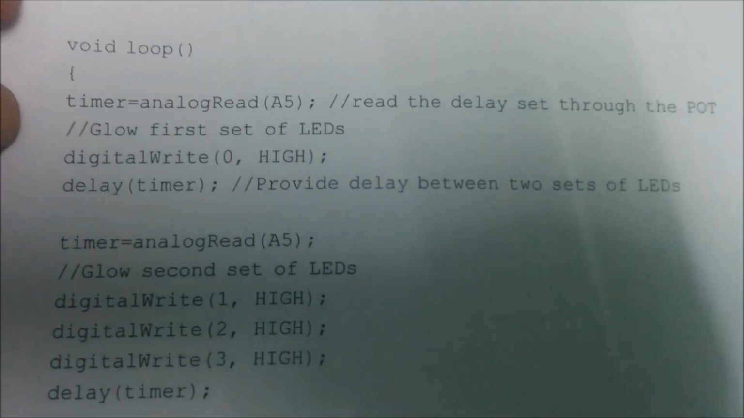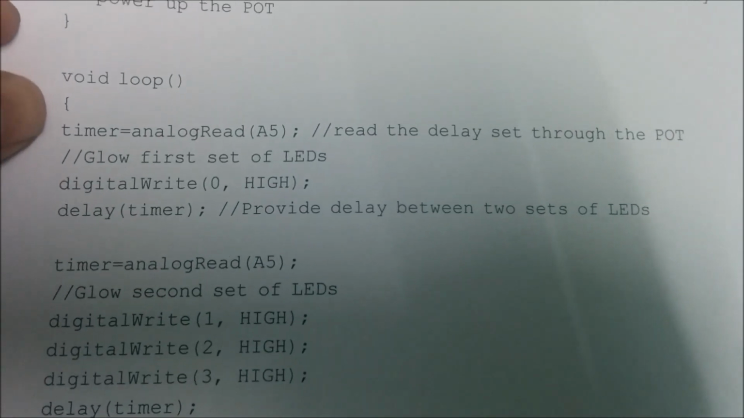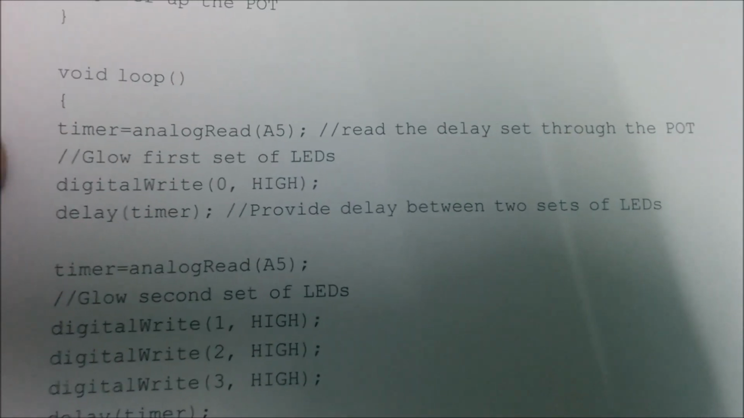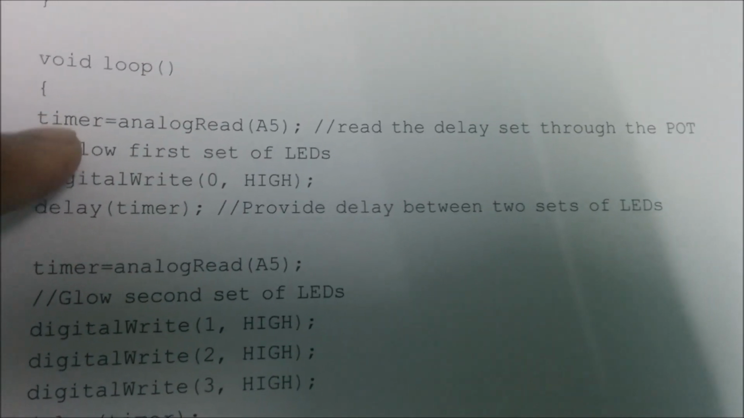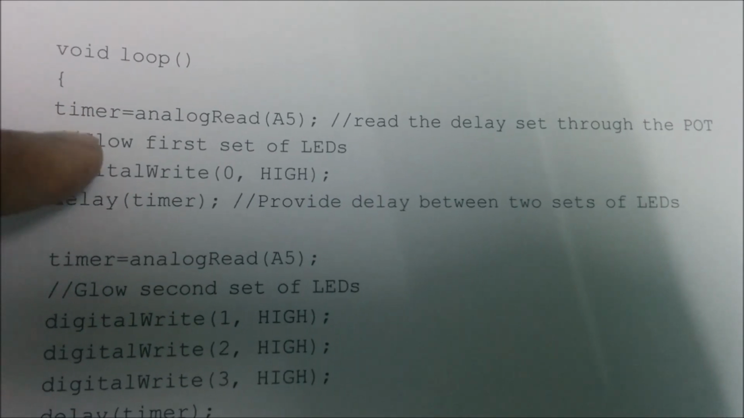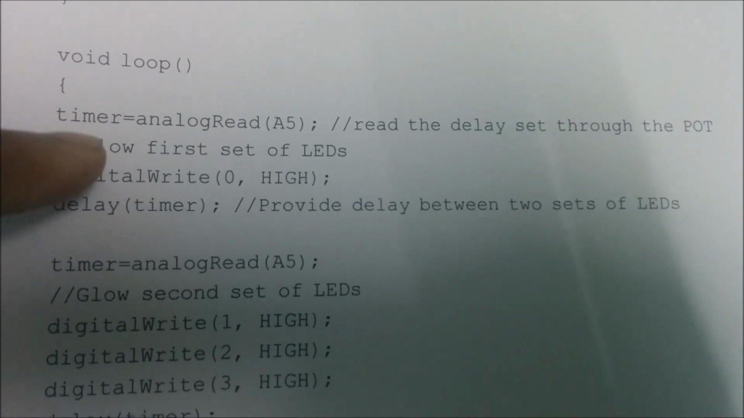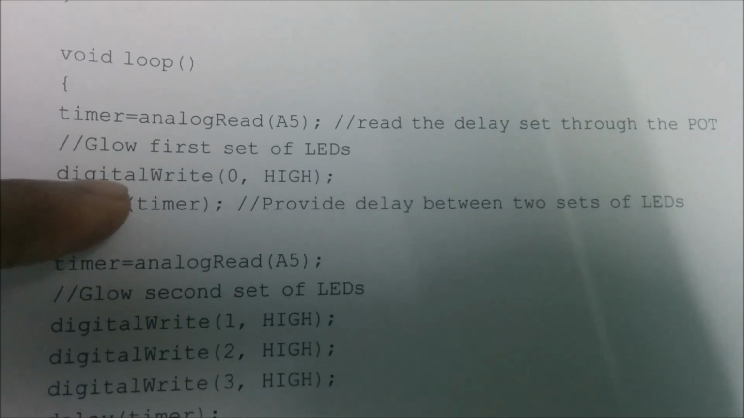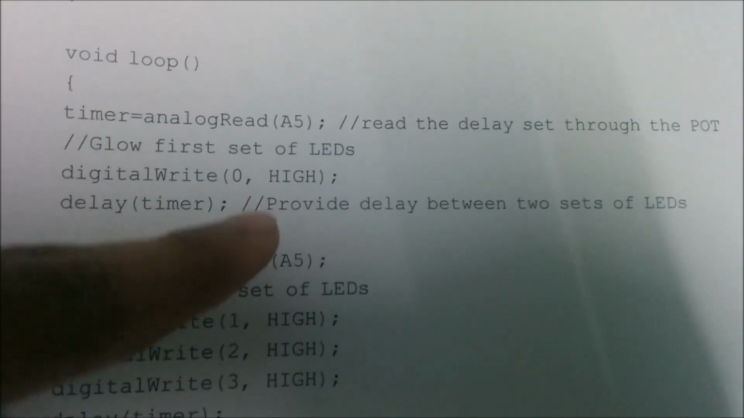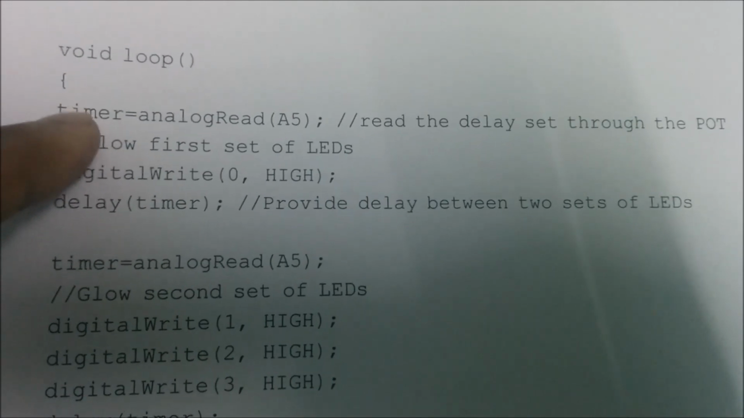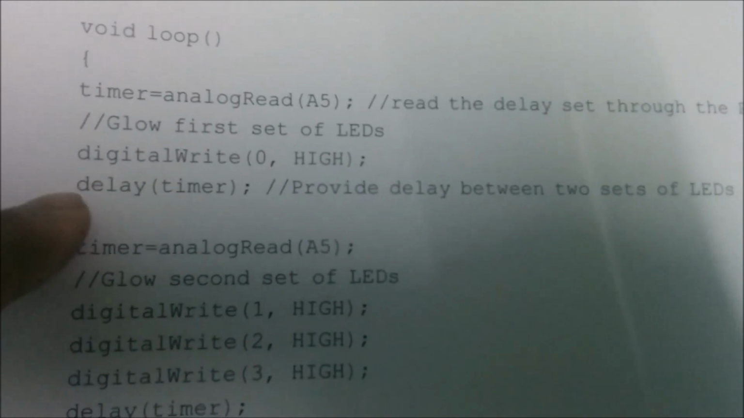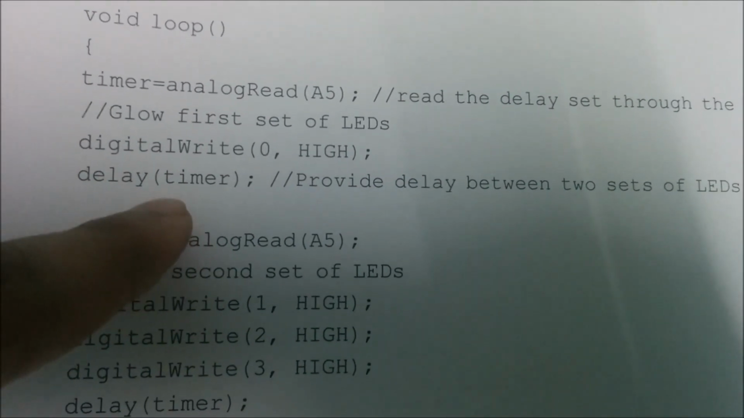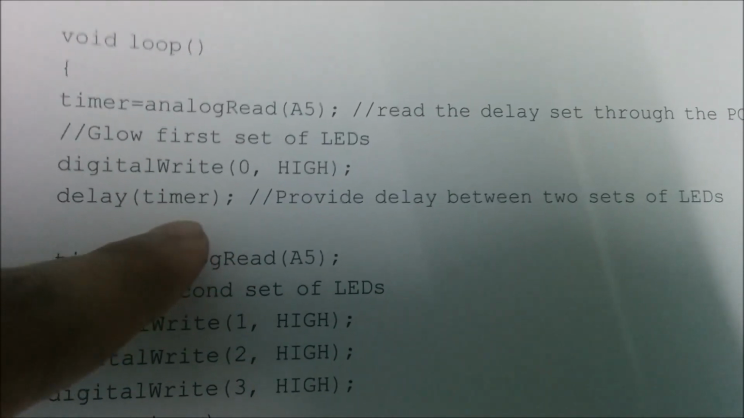So here, first we read the setting of the pot, then we put that value in timer so that timer can contain any value from 0 to 1023. Now we assign the pin number 0 as high, and then we provide this timer directly here in the delay so that the delay would be varying from 0 milliseconds to 1023 milliseconds.